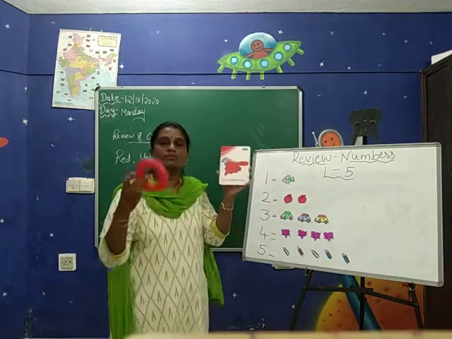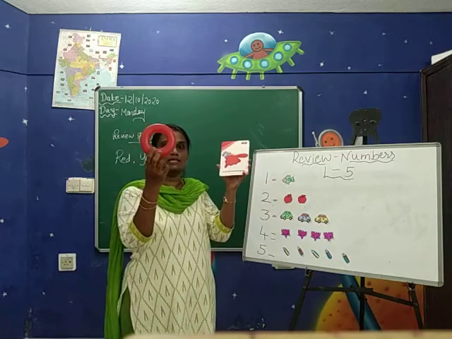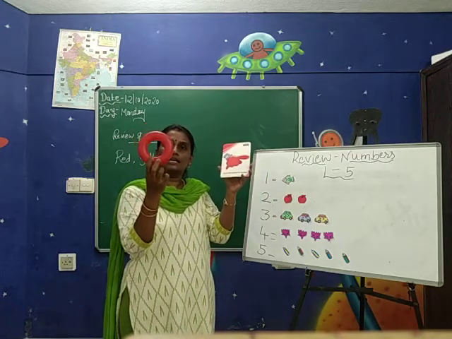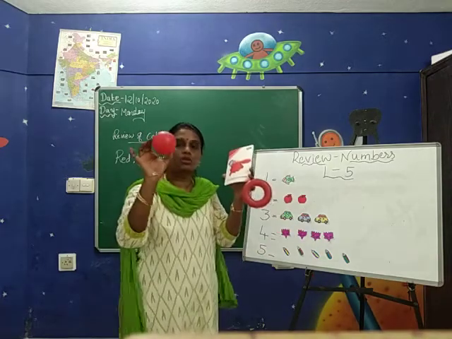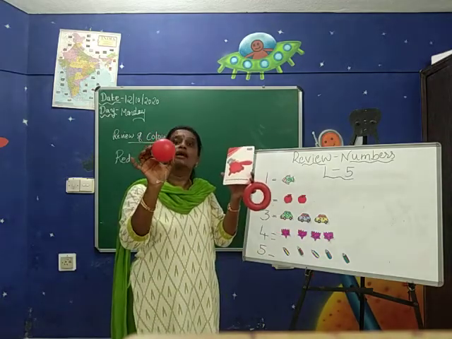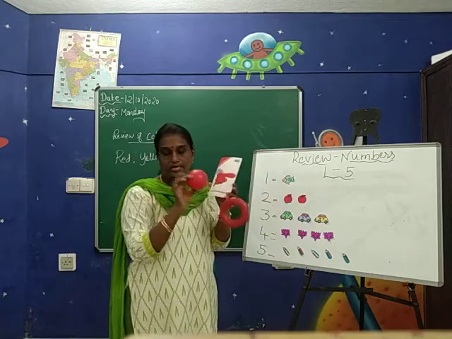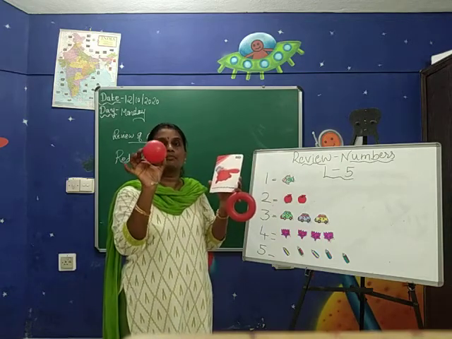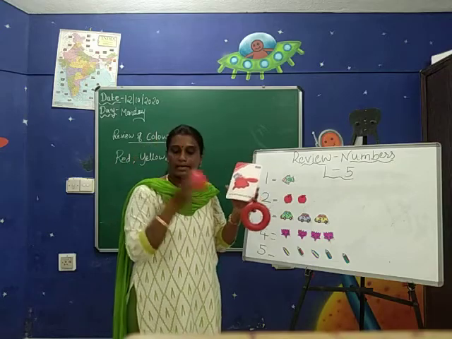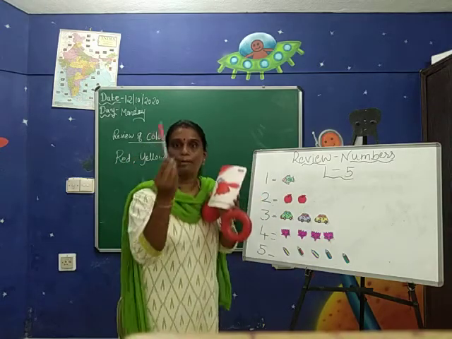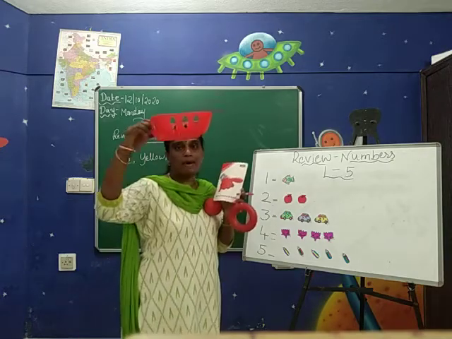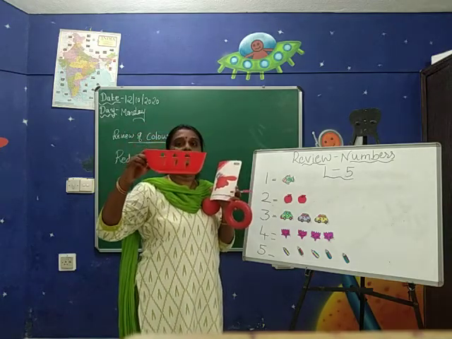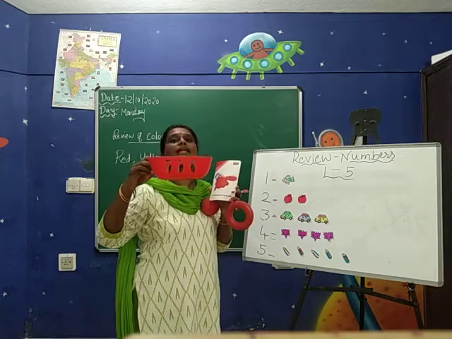I will show you objects of red color. This ring, what is this? This is a ring. Ring is in which color? Red color. Next, what is this? This is a ball. Red color ball. Yes, it is in red color. And I have one pen. This is also in red color. And one basket. Yes, this is also in red color.